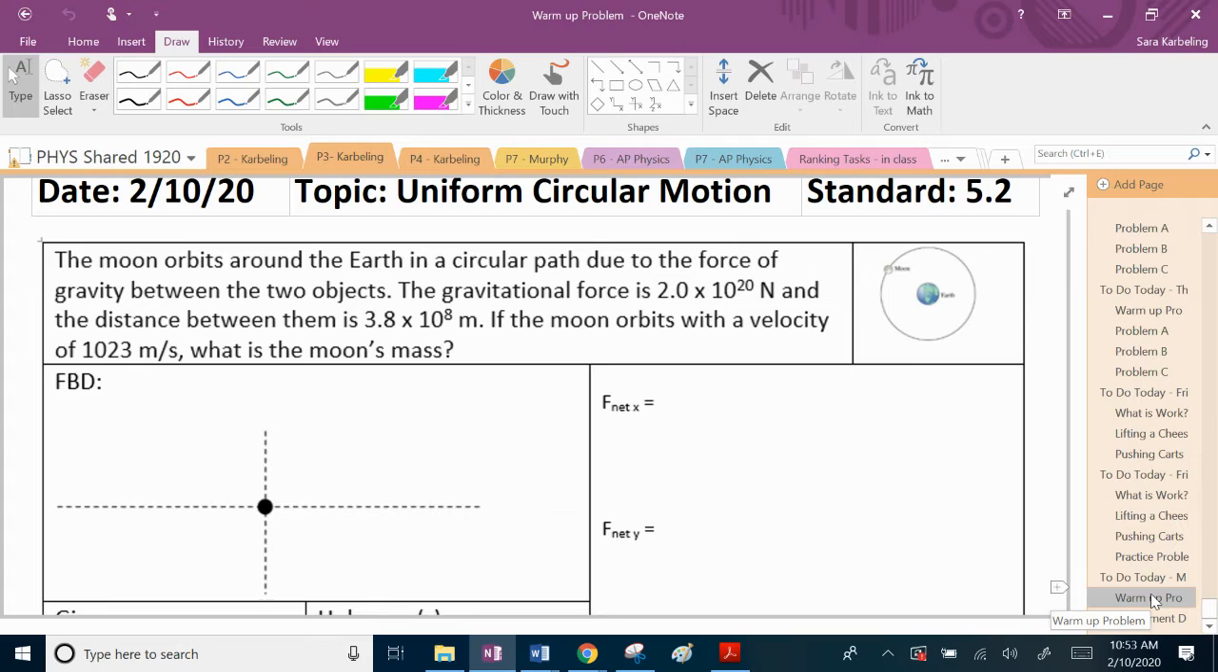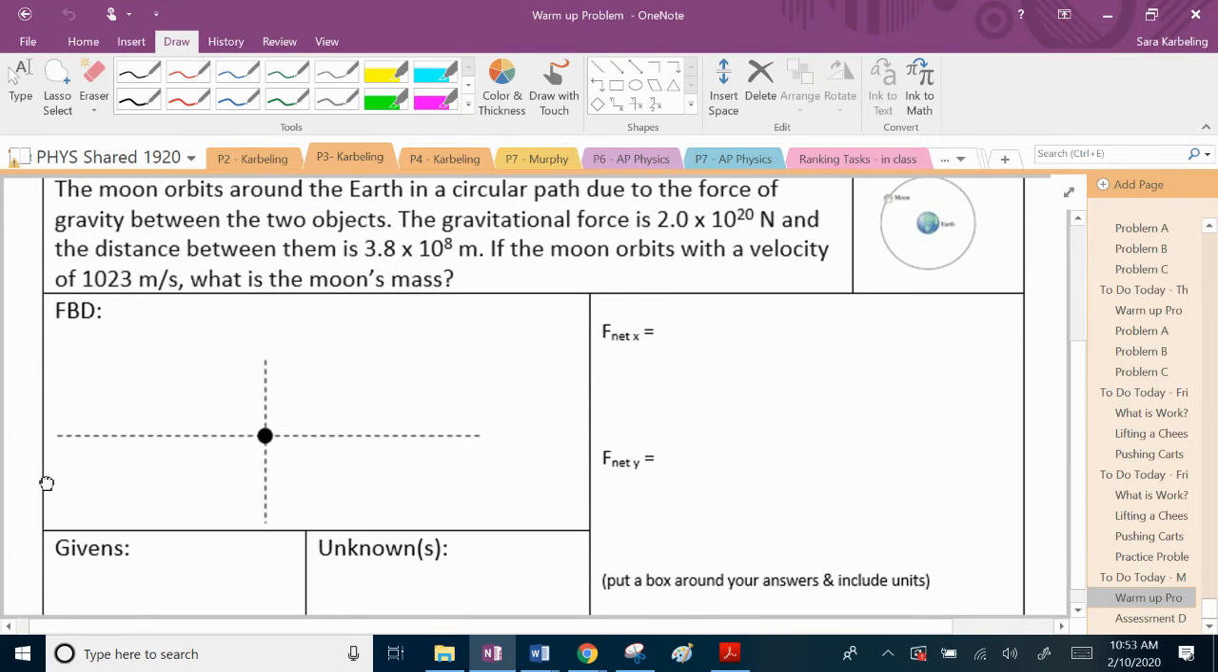Because of the force of gravity, the gravitational force is 2 times 10 to the 20th newtons. Distance between them is 3.8 times 10 to the 8th meters. The moon orbits with a velocity of 1,023 meters per second. What's the moon's mass? Are these some big numbers here, friends? Indeed. Can you still solve the problem, though? Yes, you can. All right, let's take a look.